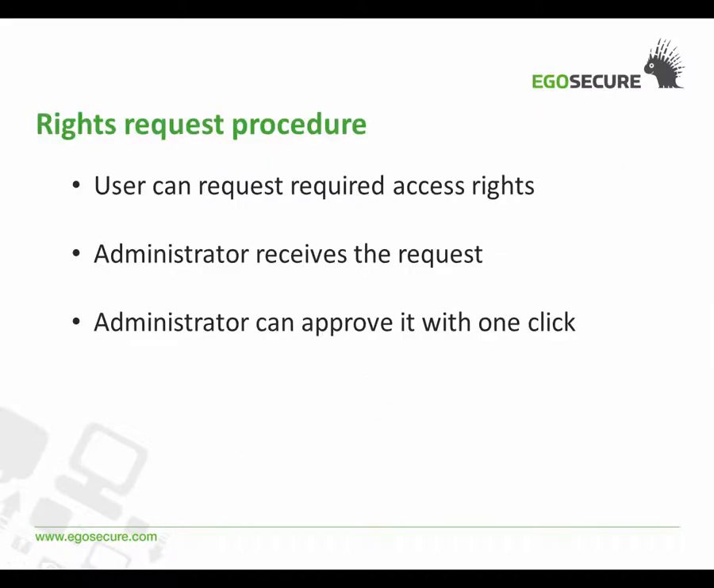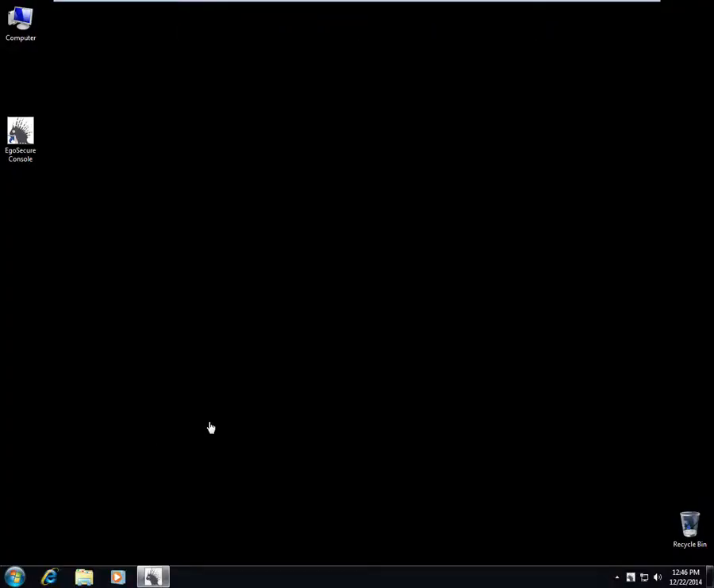So inside the EgoSecure agent, users can request access rights. The administrator receives this request, and if there is a business need, if he finds the explanation logical, the administrator can approve it with one click. Now I will show you how request rights is working.